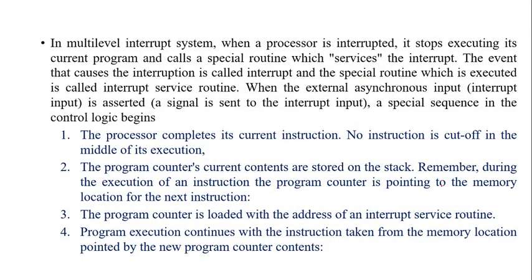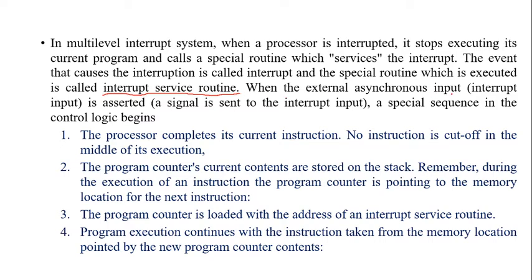In a multi-level interrupt system, when a processor is interrupted, it stops executing its current program. This is basic in all systems: whenever an interrupt occurs, it stops its current program execution and calls a special routine which services the interrupt. Whichever device, say device 2 or device 3, requires service, the processor performs that service. The event that caused the interruption is called the interrupt, and the special routine which is executed is called the interrupt service routine.